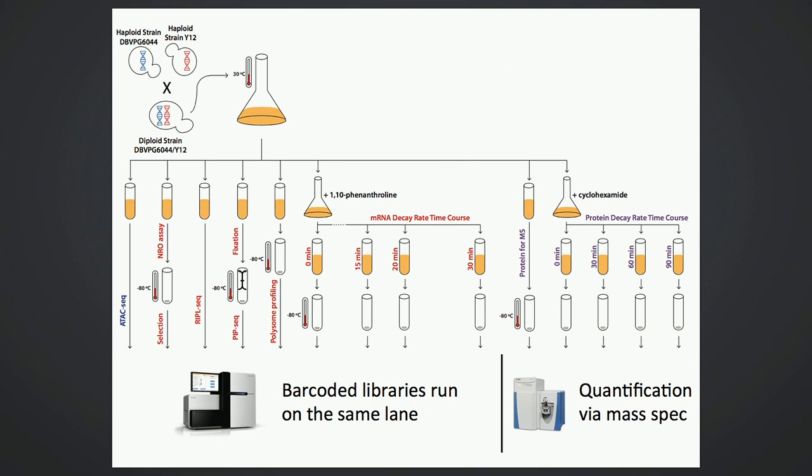To actually conduct this cradle-to-grave analysis, I began again with my two haploid strains that I was interested in and mated them to form a diploid. I then grew this diploid up under standard laboratory conditions to mid-log phase in a large 500-mL culture.